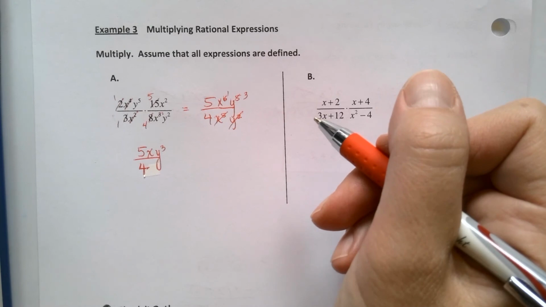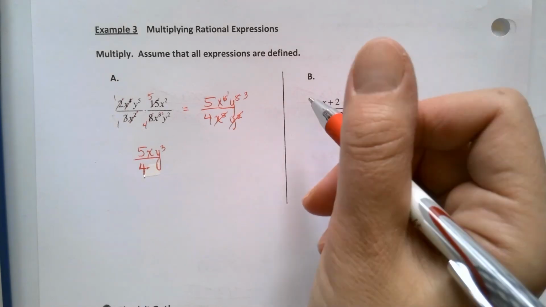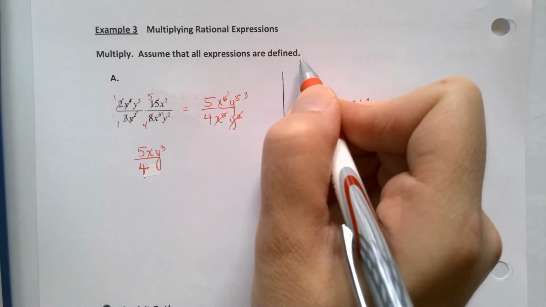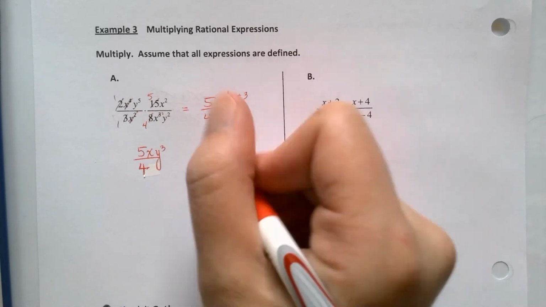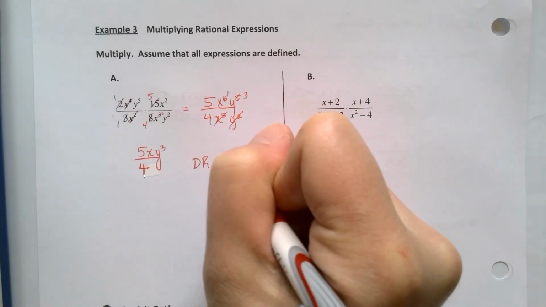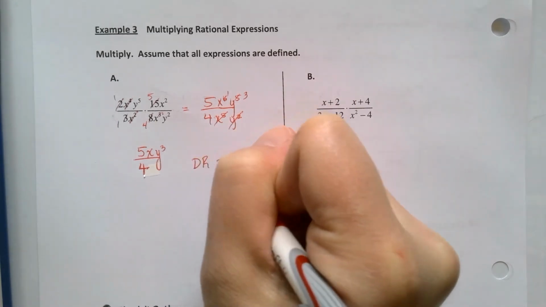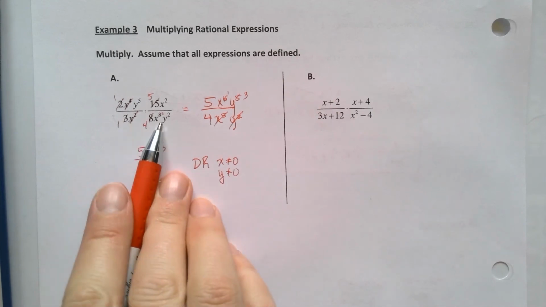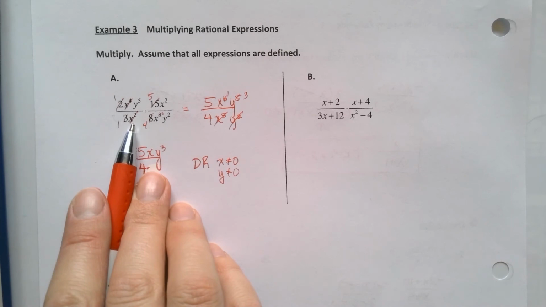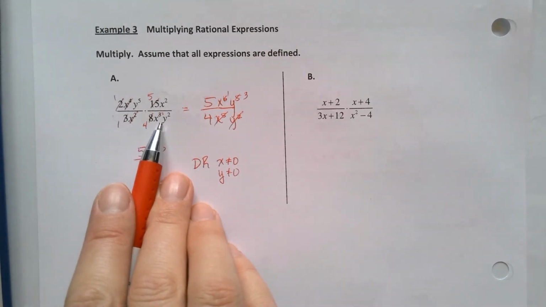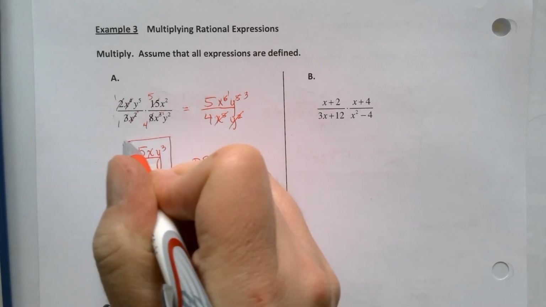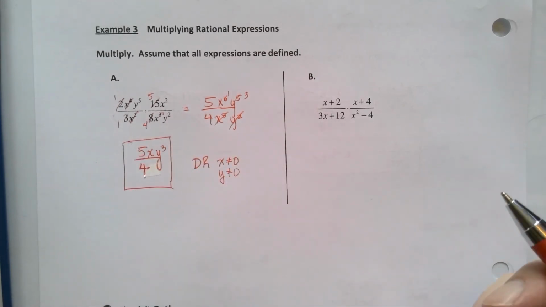Now, one of the things that I am doing in this is it says assume that all expressions are defined. So if I asked you for a domain restriction, in this problem I'm not, but if I did, x could not be 0 and y could not be 0, because both x and y are inputs here, and nothing in my denominator can wipe it out to 0. So 3 times 0 would be a problem, 8 times 0 would be a problem. So this was what I was looking for. Anytime you have two variables, there are more things to consider in your domain restrictions.